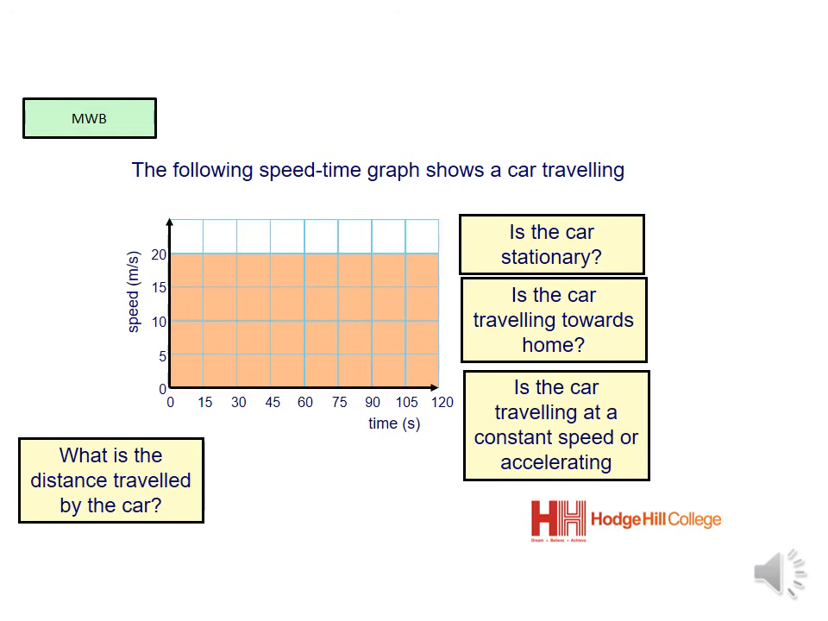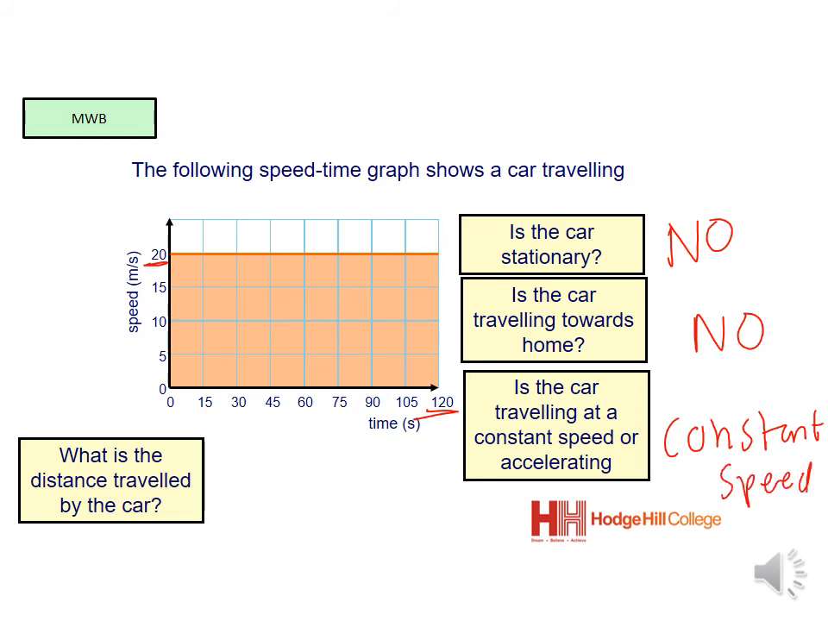Okay, the following question says, is the car travelling towards home? We do not have the information to say if it's driving home. All we know is that it's travelling at a steady speed over 120 seconds. So, no. It says, is the car travelling at a constant speed or is it accelerating? Now, we can say that it is a constant speed because looking at the graph, it stays at 20 meters per second the whole way for the 120 seconds. So we can say it's constant speed. It's not accelerating as the speed is not changing. So it's a constant speed.